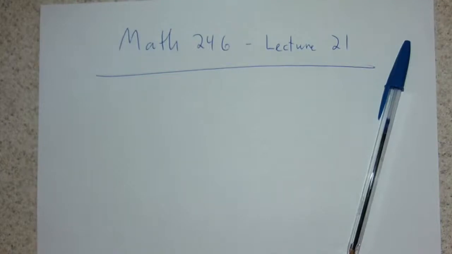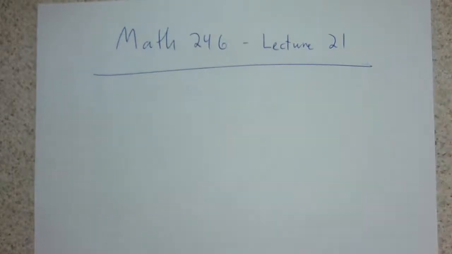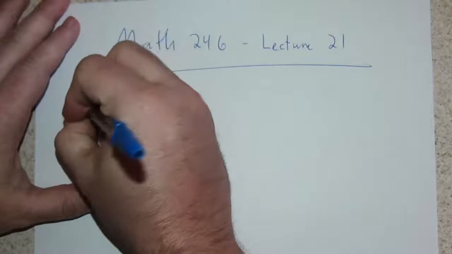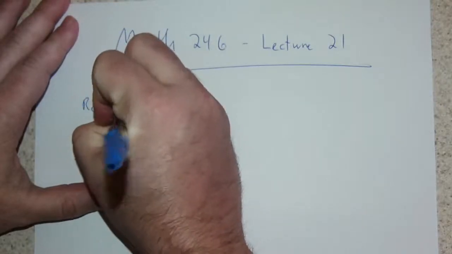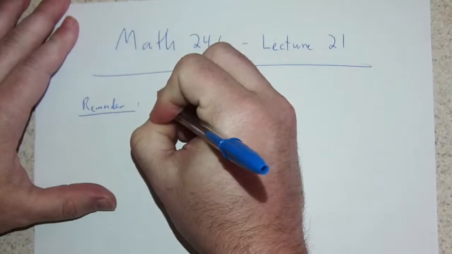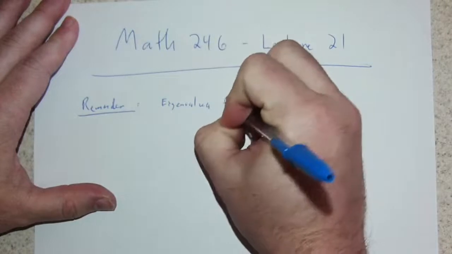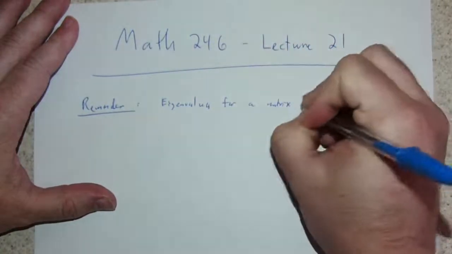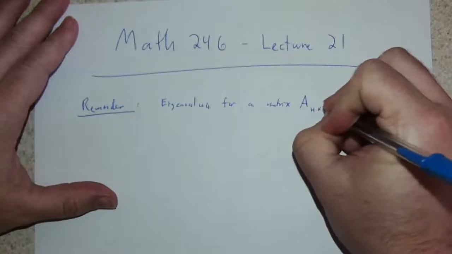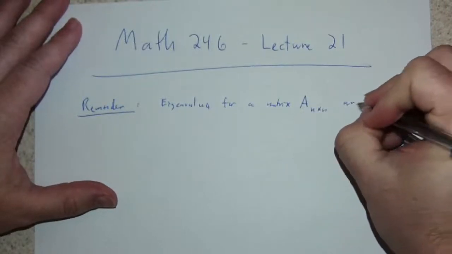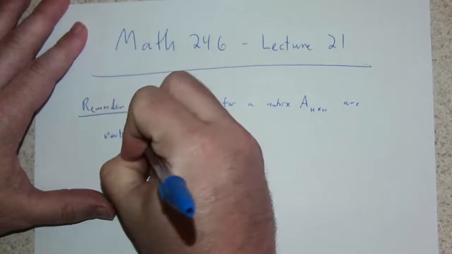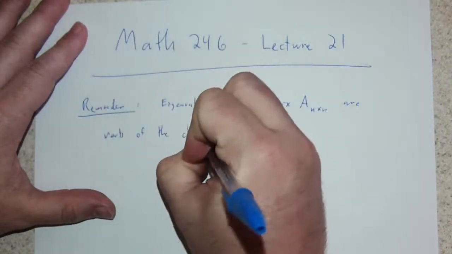Okay, welcome back everybody. So, in last lecture, I had told you all how to find eigenvalues for a given matrix. Just a reminder, eigenvalues for a matrix A that is an n by n matrix are roots of the characteristic polynomial of A.